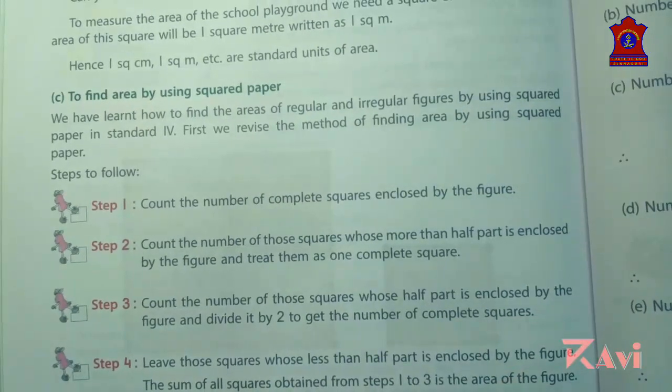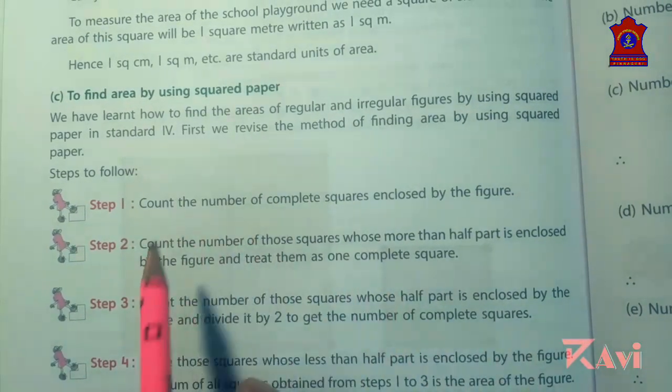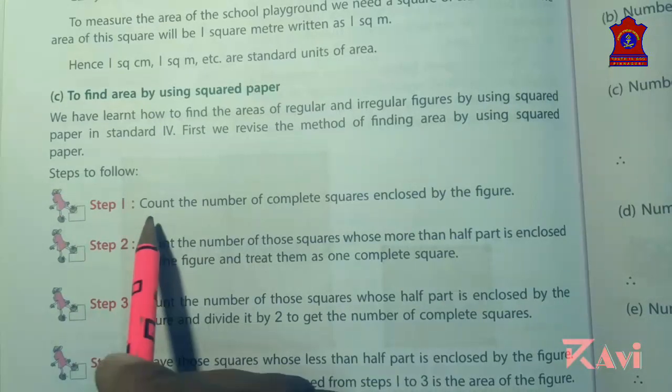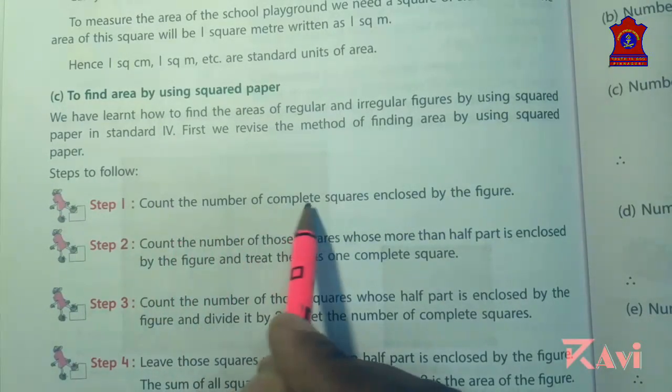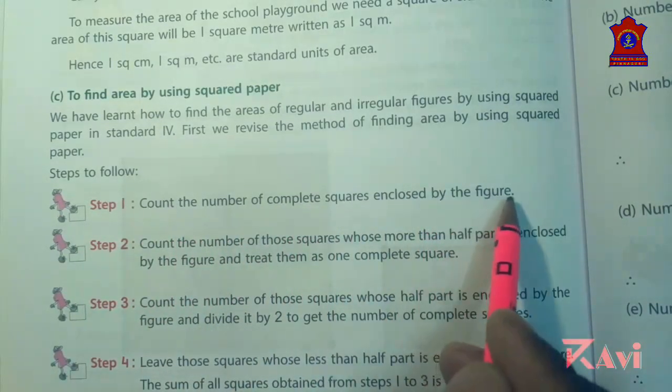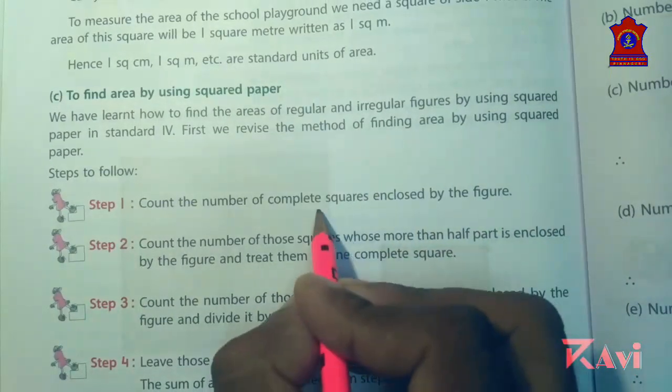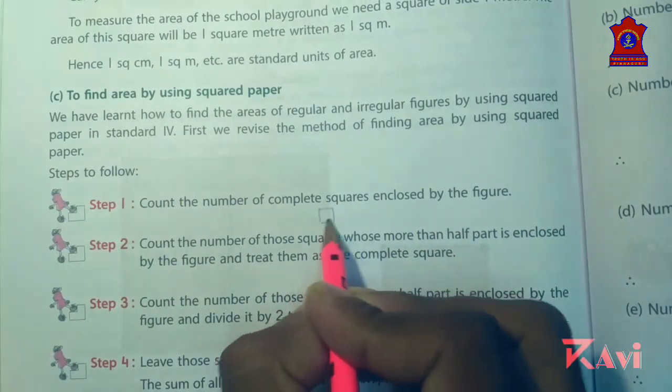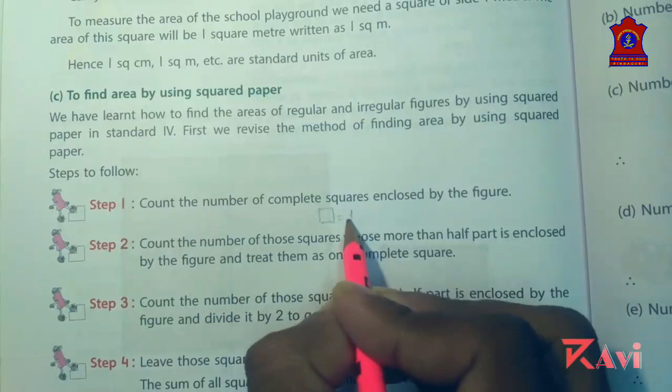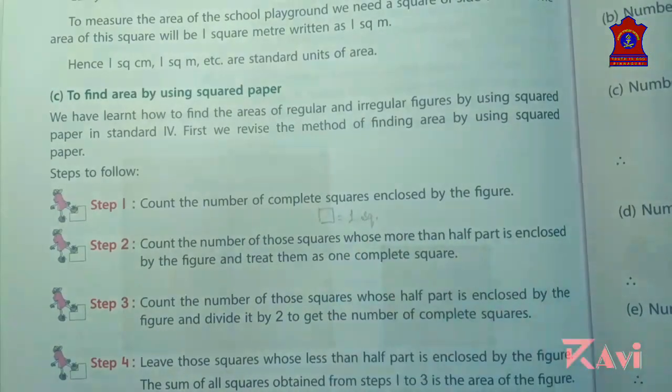See here, step 1. Count the number of complete squares enclosed by the figure. It means a full square. It is 1 square.